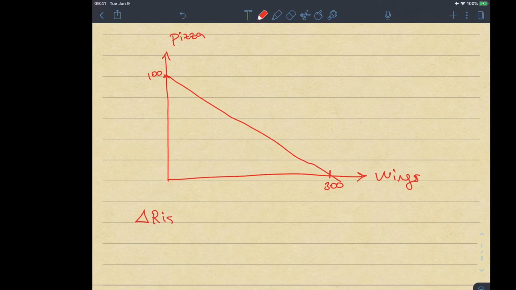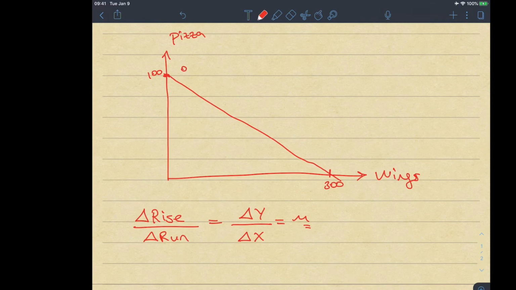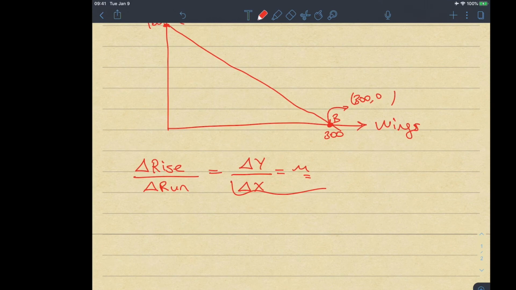Usually, people use change in the rise over run, or change in y divided by change in x. And we will define slope as m. So I know that the point here is 0 by 100. And I know the point here, this point was A, this point was B. Point here is 300 by 0. So what I'm going to do is, I'm going to use this formula and calculate the slope, first of all.